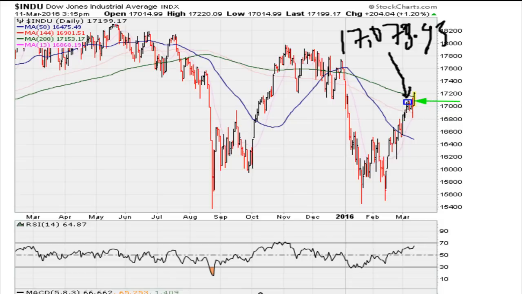Now if it moves back below that line or that number of 17,073.95, then maybe that's when the market stalls. But for now, this looks like a good breakout. Also, we can watch the RSI, because we are coming back and testing the recent break line.